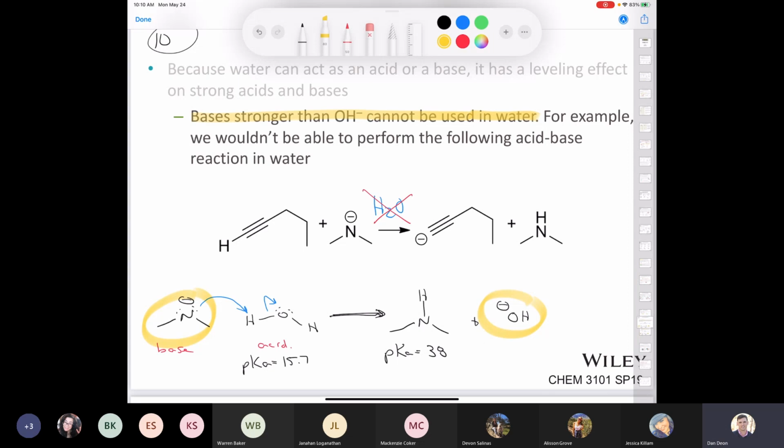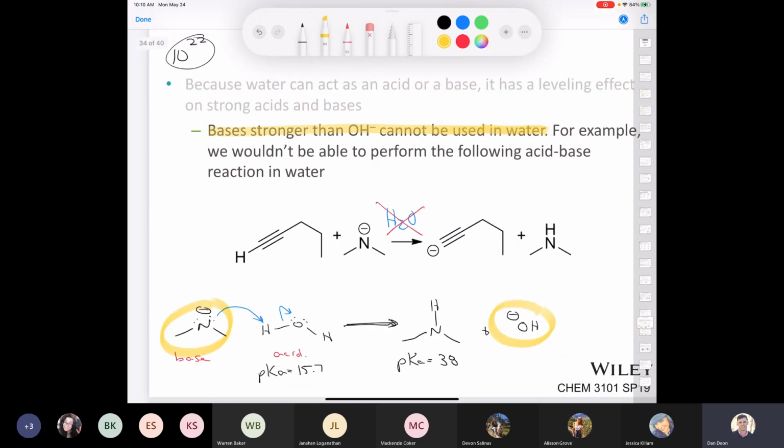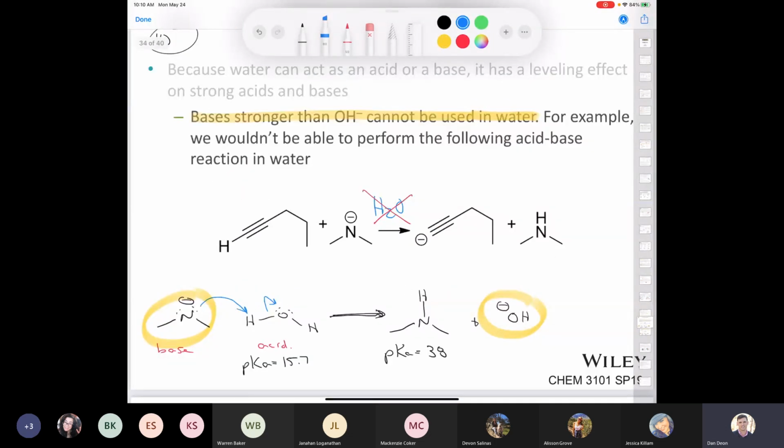And if you're wondering, well, then what do I use as a solvent, Mr. Dion? You tell me the answer. If I can't use water, what would I use? Well, we'll talk about that even more later on. But an appropriate solvent for this might be something like hexane. If you're wondering, what the heck is hexane? Well, hexane would be this. So you have 1, 2, 3, 4, 5, 6 carbons like that. That's a liquid at room temperature.